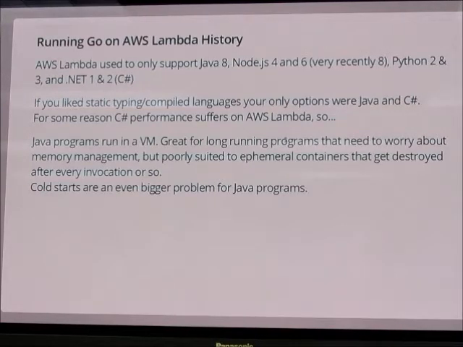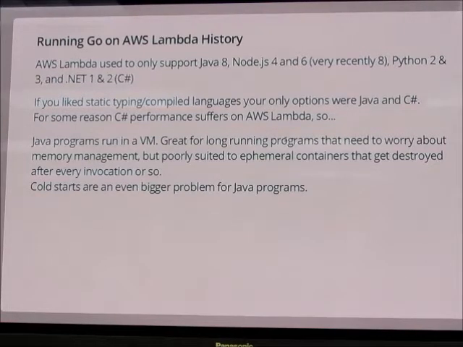Yeah, so before Go was on AWS Lambda, Java and C# were your main options. And C# is supported on Azure Functions, and they are simply doing a better job in performance than Lambda. You know, surprise, surprise. So Java was the main tool of use if you like statically typed languages and were trying to write something in AWS Lambda.